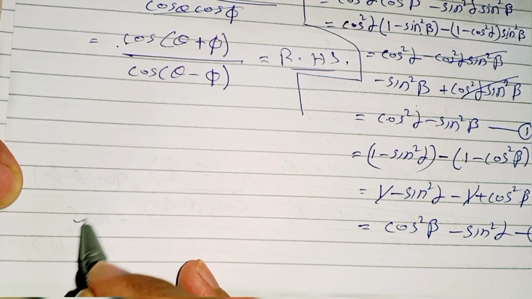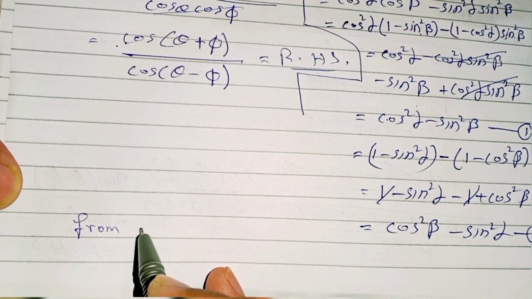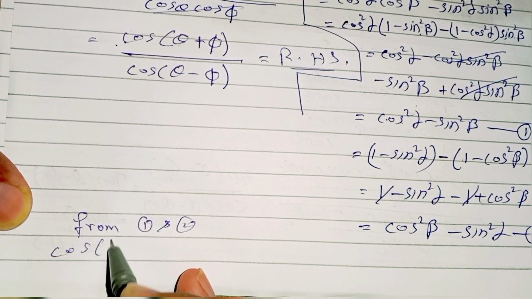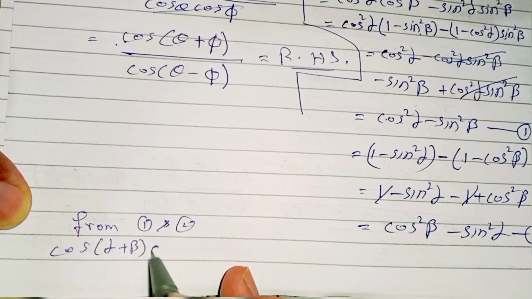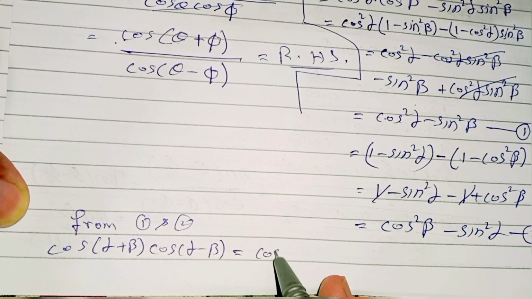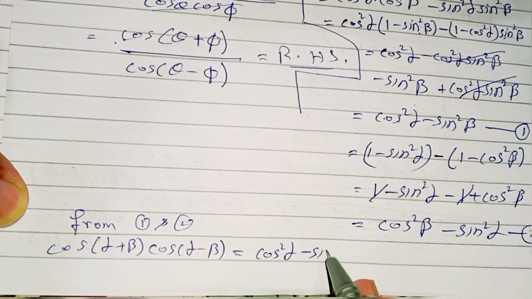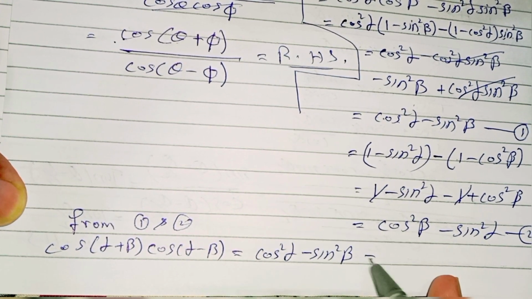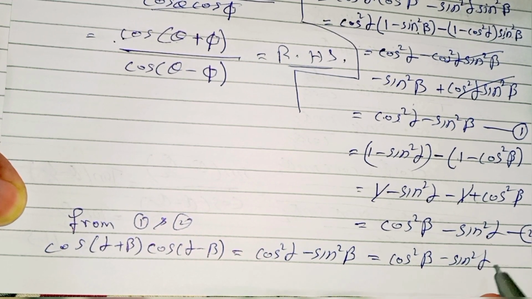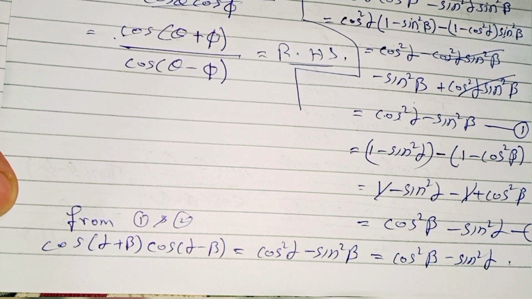So we can write it this way: from equations 1 and 2, cos of alpha plus beta multiplied by cos of alpha minus beta is equal to cos square alpha minus sin square beta, which is equal to cos square beta minus sin square alpha, as required.